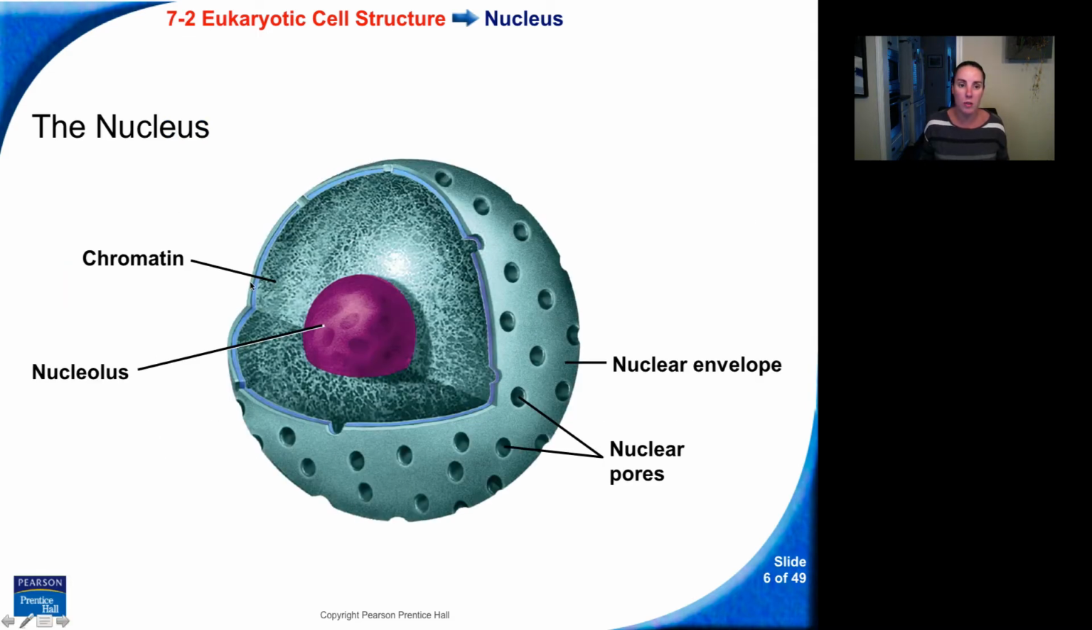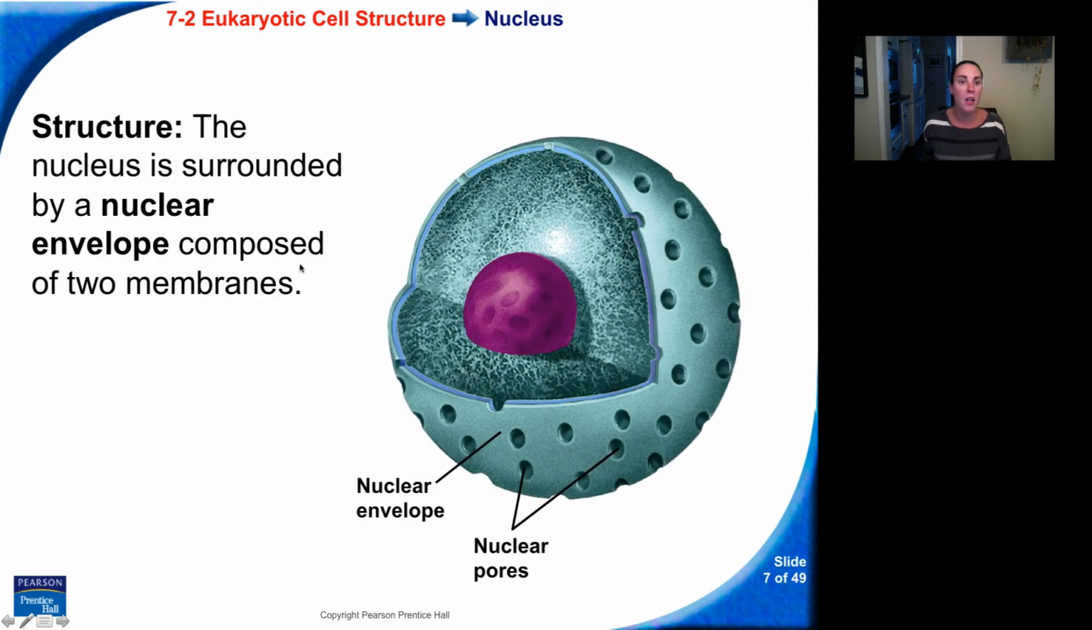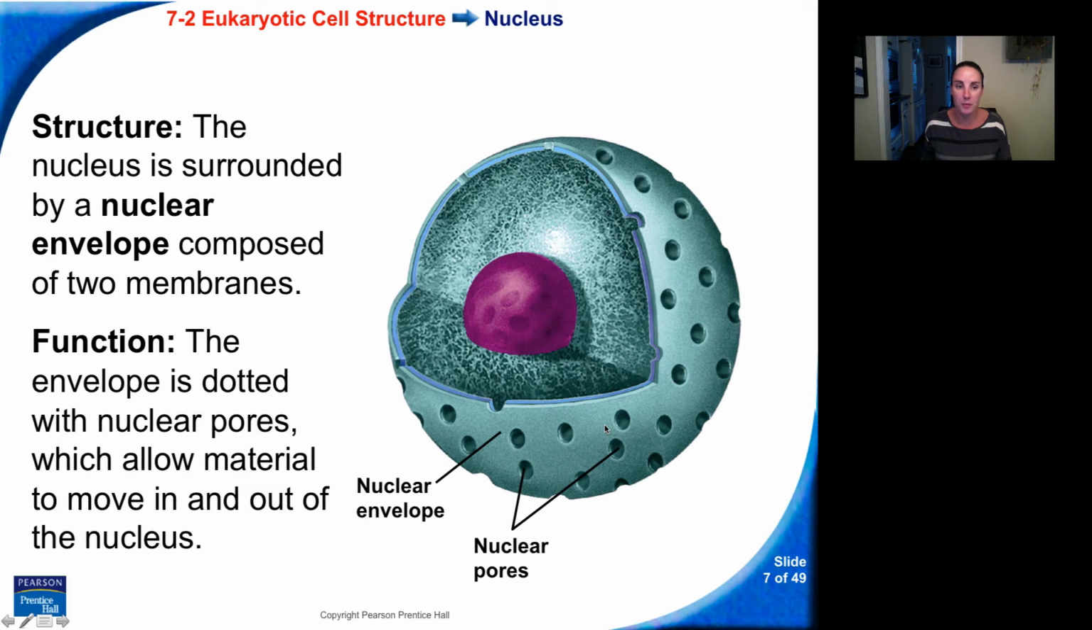So here's the structure of the nucleus. It contains chromatin, which we're going to talk about in a minute. It contains the DNA, the nucleolus, and the nuclear envelope, which has nuclear pores. So the nucleus is surrounded by a nuclear envelope composed of two membranes. The envelope is dotted with nuclear pores which allow material to move in and out of the nucleus. So this is what surrounds the nucleus, protects the DNA on the inside, but these pores allow for things to enter and leave the nucleus.